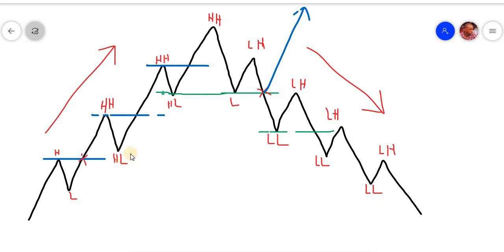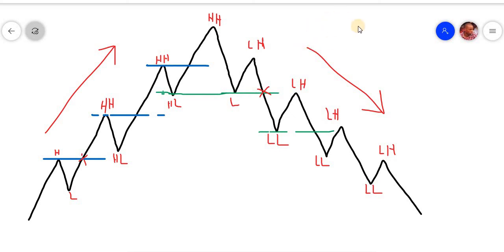But when we have a break below the higher low, the most recent higher low, this is a higher low, we're not talking about this. The most recent higher low is this. When we have a break below it, then we start considering the fact that the trend may be changing from uptrend to downtrend. I hope that is clear.